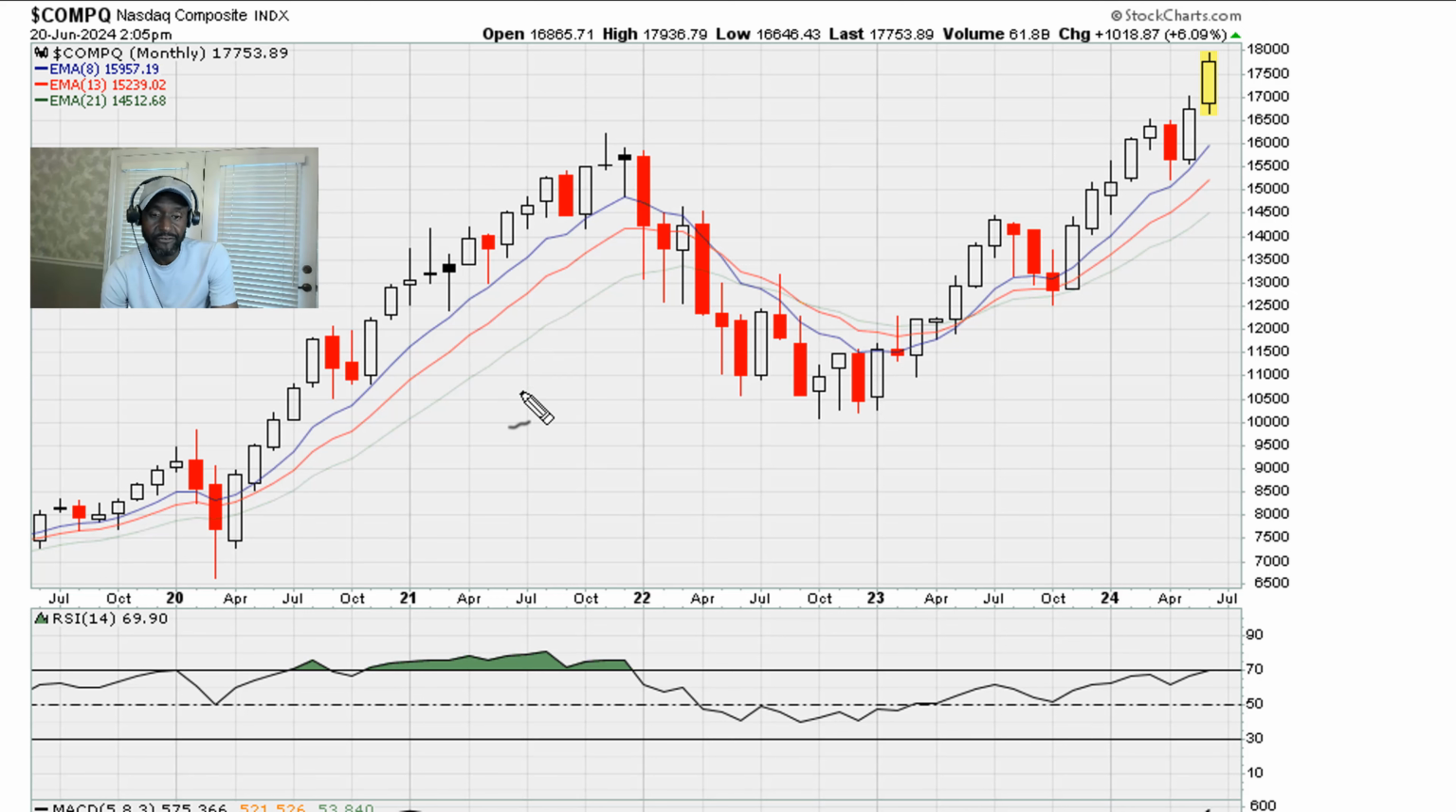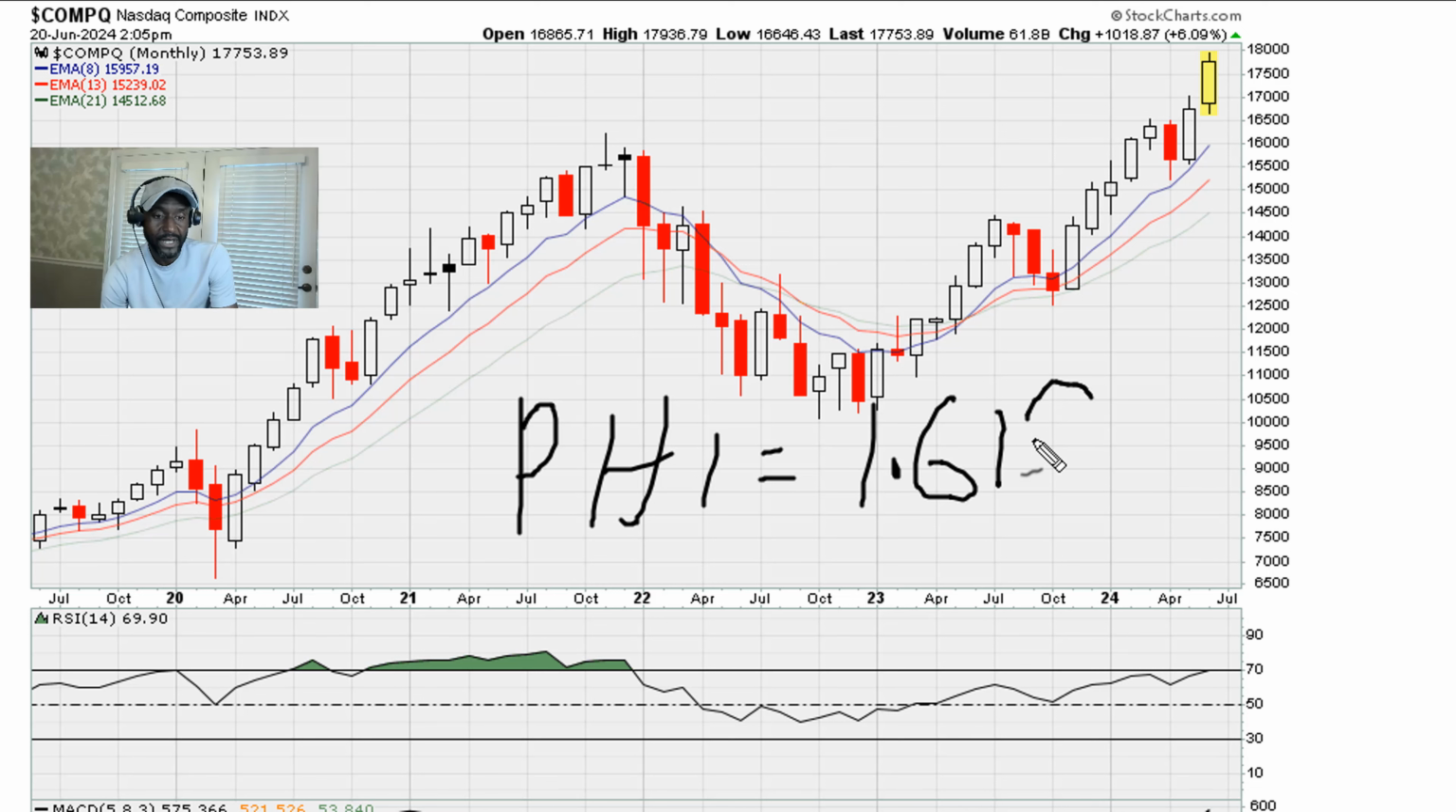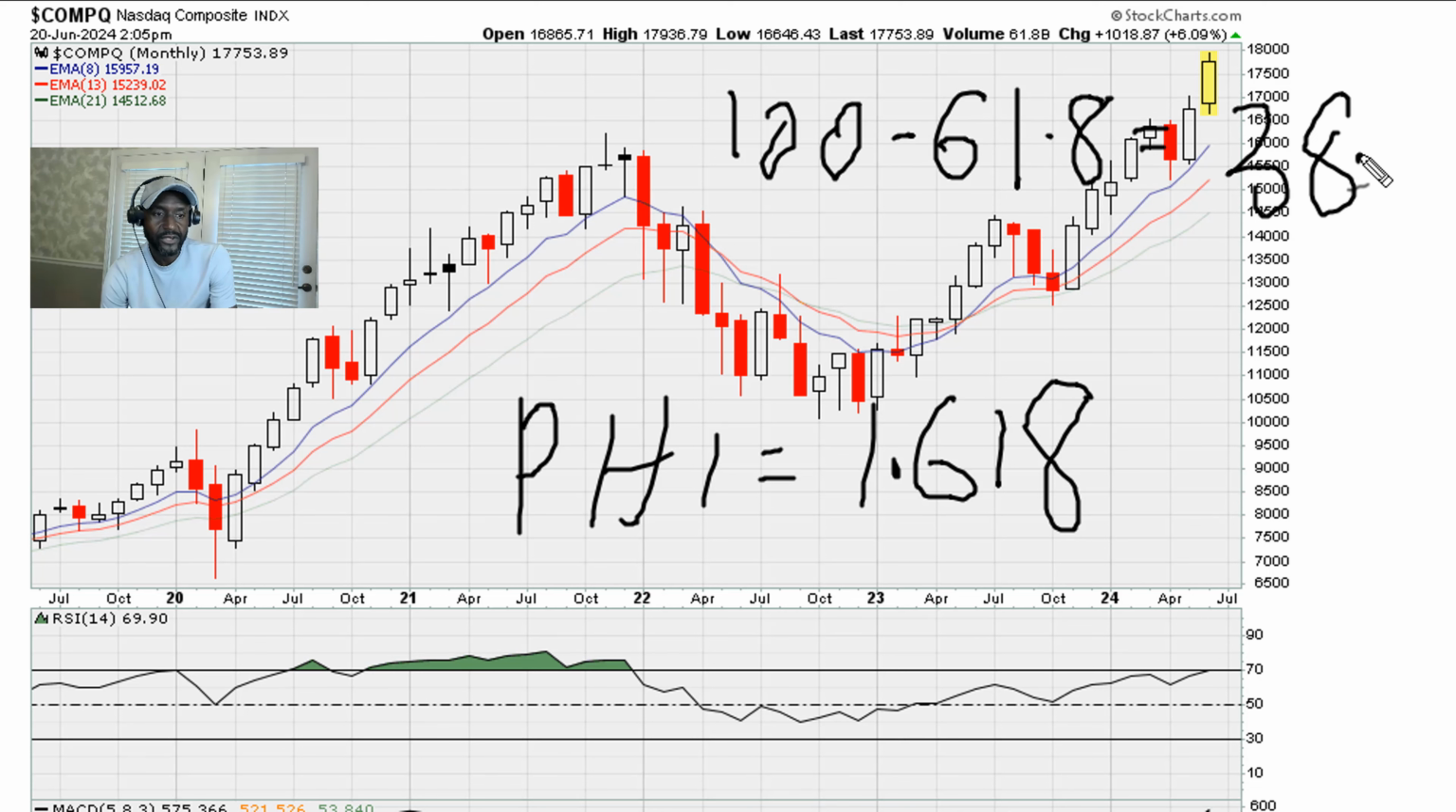So if we take the phi level, 1.618. To understand this, I'm going to keep it simple. There's many ways to arrive at the number that we're going to be using, but 1.618. So if we take 100 minus 61.8, we get 38.2. Now keep that in mind, 38.2. It's going to make things very simple.